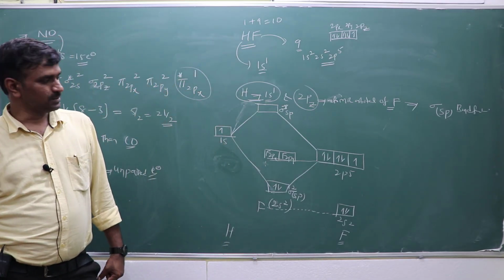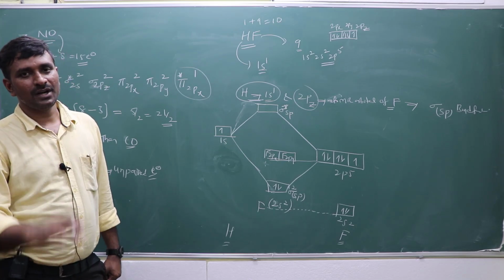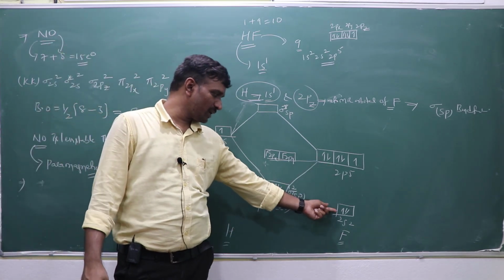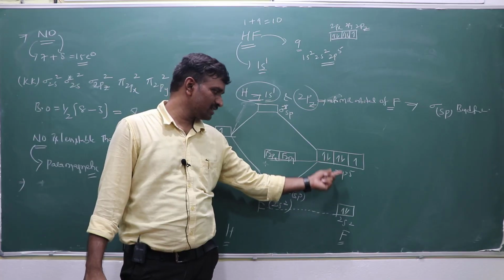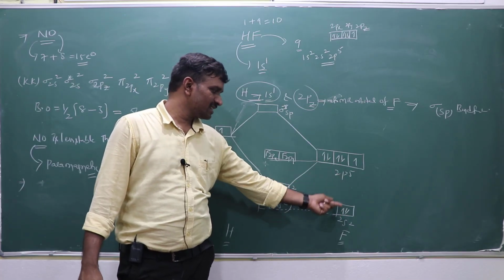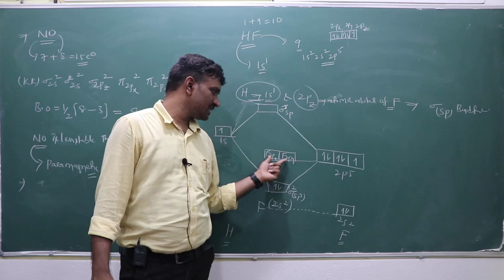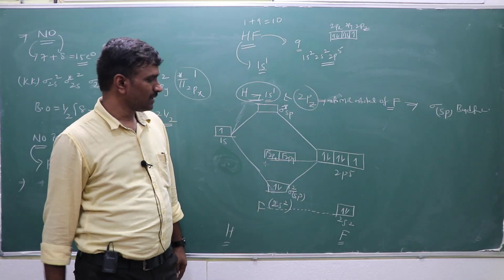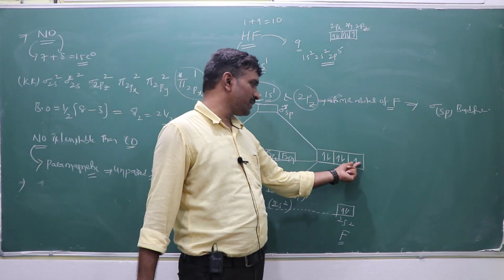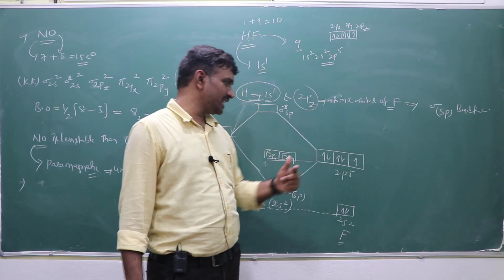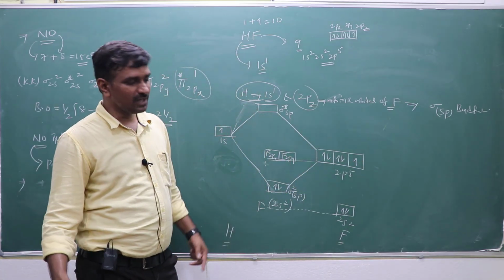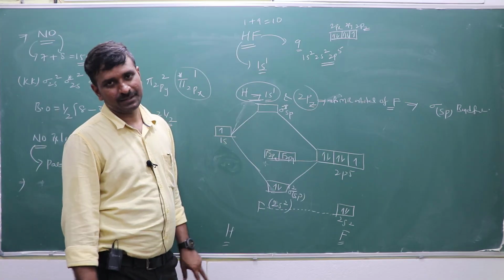2px2, 2py2, right? That is non-bonding. This is not participated in the bonding. Lone pair electrons, these two lone pair electrons, this is one lone pair. These electrons will not participate in the bonding. Only this unpaired electron of the 2pz and the 1s will participate in the bonding.